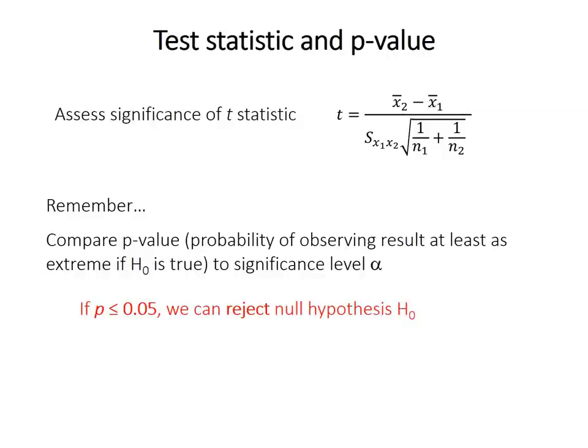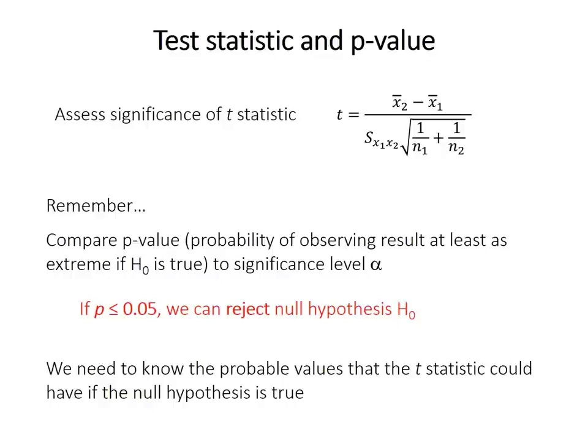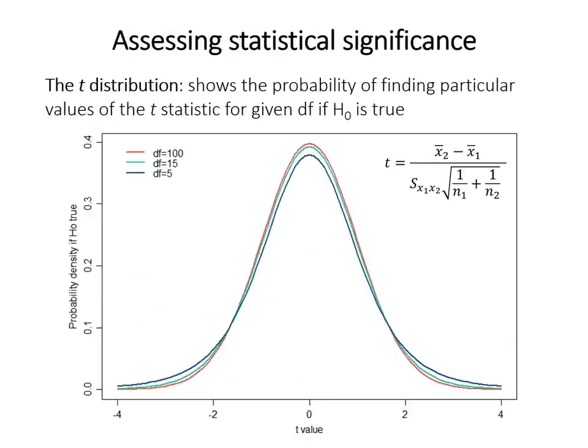But to calculate the p-value, we need to know the probability of observing different particular values of t if the null hypothesis is true. So if the null hypothesis is true, the two populations truly have the same mean. So the most probable value for the t-statistic, which is the difference in means divided by the standard error, should be 0. If the two sample means are the same, then you have 0 divided by something and you get 0.